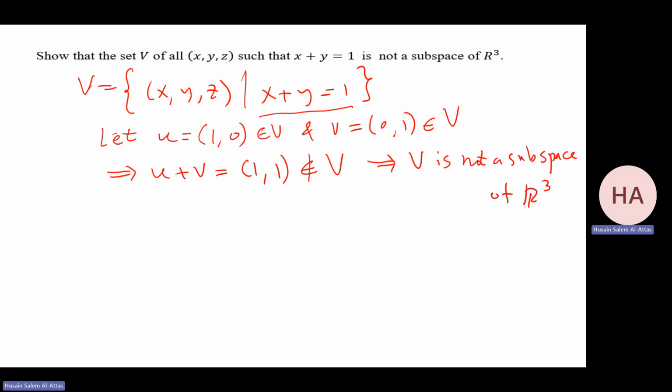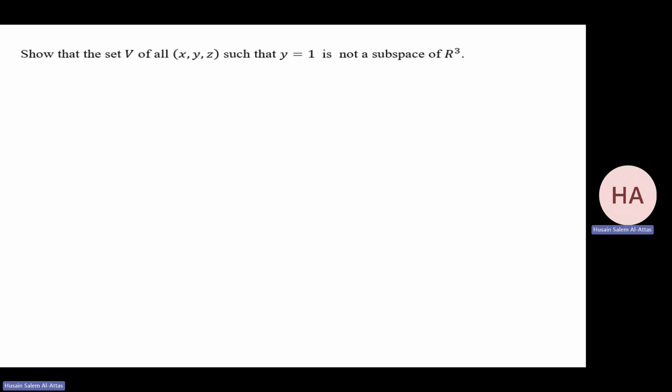Actually, this one, you can find a lot of examples. If I multiply by 2, 0 is not in the subspace, and so on. Show that this set is not a subspace, y equal 1. So what is the set? The set will be all X, Y, and Z such that y is equal to 1. So the element in the middle, the y component, is always equal to 1. It is not a subspace. I need an example.